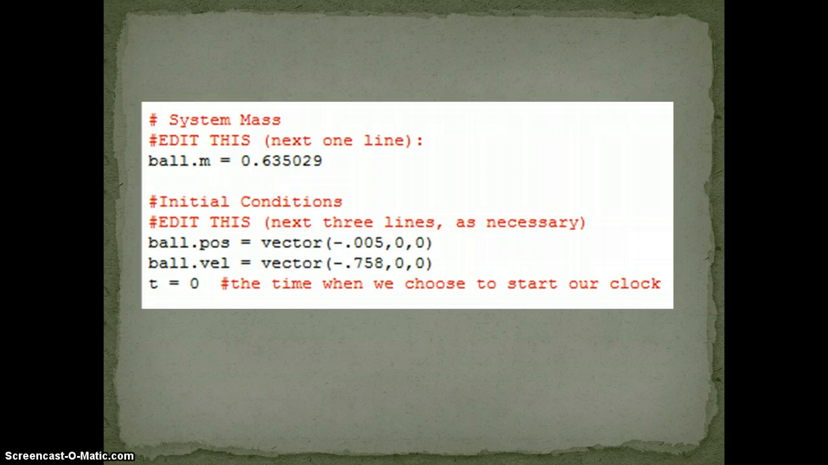This is part of the computational model that I created. As you can see, the ball mass was what I found online for the mass of the Lysol ball, and then I plugged in the values from the last slide for the ball position and the ball velocity, and also started the time at t equals 0.